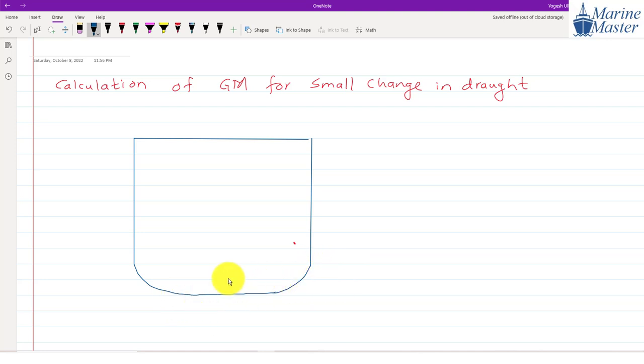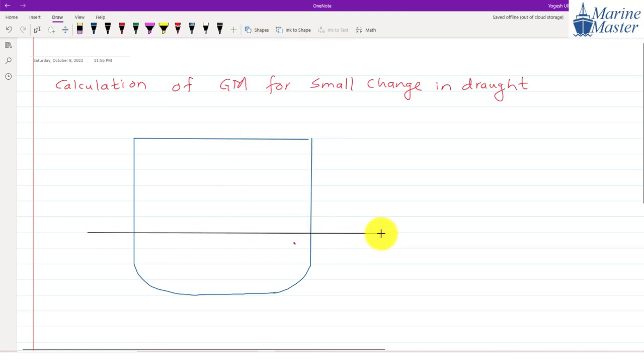Guys, observe, so this is a transverse view. What does this line denote? This line denotes the water line, the initial water line. From this point I am going to draw one dotted line. What does this dotted line denote? That is the keel line.